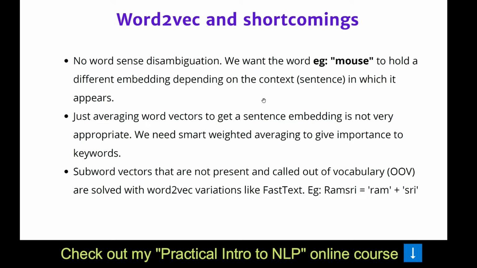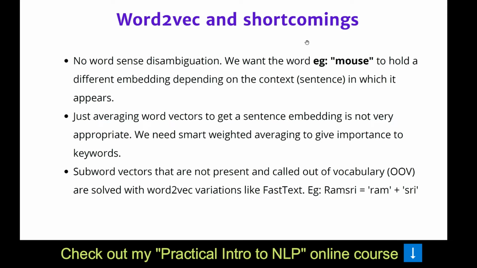Now the interesting thing to remember is that still with word vectors, we have some issues. TF-IDF had some issues. We tried to solve some of them and we made a better representation with Word2vec. But still Word2vec also has some shortcomings that we need to overcome. So the first thing is there is no word sense disambiguation.